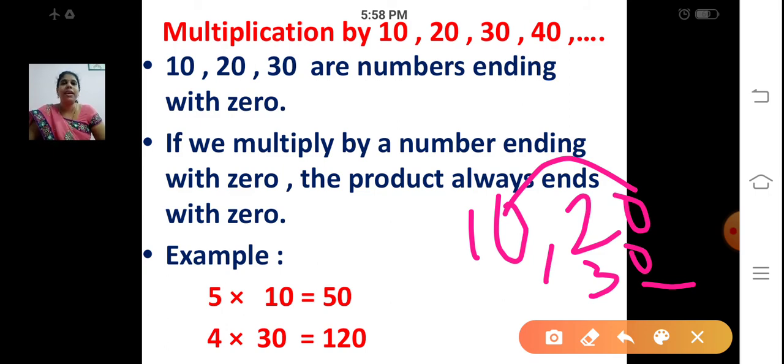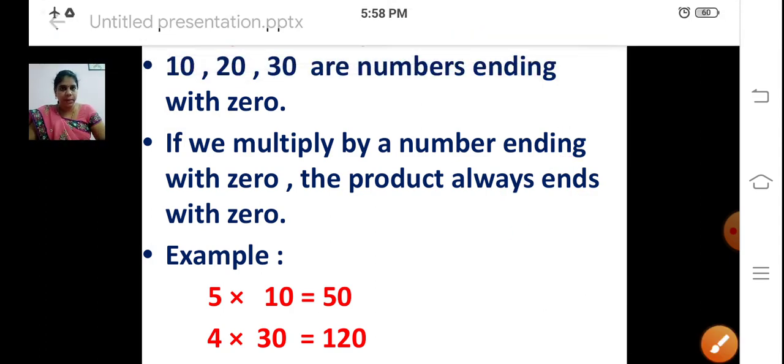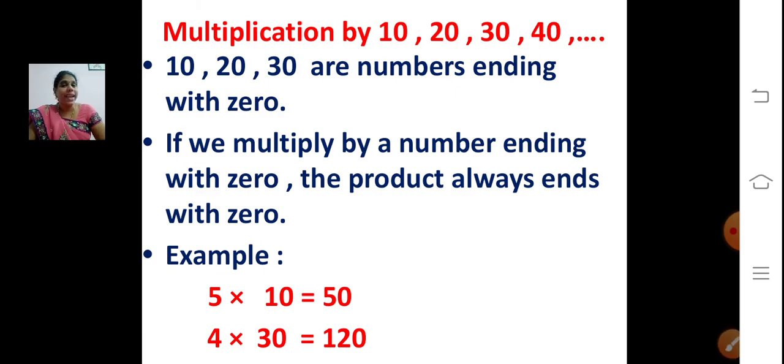If we multiply by a number ending with 0, the product always ends with 0. If you multiply any number by a number that ends with 0, the product, that means the answer, also always ends with 0. So now we'll see one example. What will be the answer? That product also ends with 0. We'll see one example now.